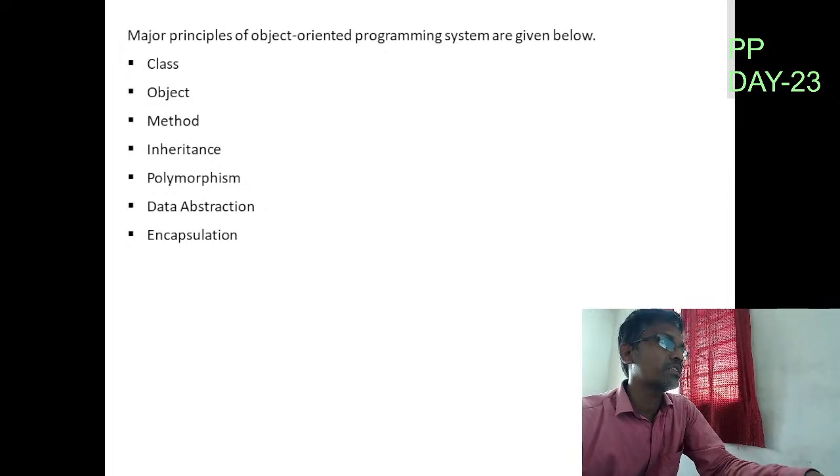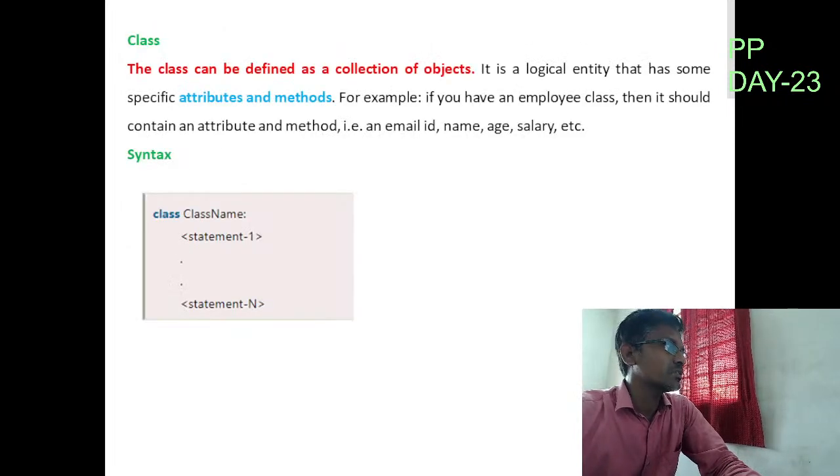These are the major principles of object-oriented programming in Python, C++ and Java. That is: class, object, methods, inheritance, polymorphism, data abstraction and encapsulation. These are the major principles of object-oriented programming, and we will go and discuss them one by one.